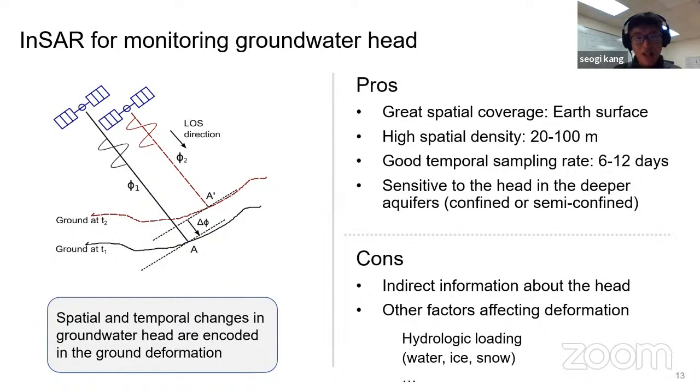But on the other hand, every methodology has limitations. So it is critical to understand the limitations of the technique. InSAR provides indirect information about the head. What we're measuring is the surface deformation, but not the changes in groundwater head. And there are also other factors that can generate deformation, like hydrologic loading. There could be tectonic activities that can contribute to the deformation. So when interpreting the InSAR data, it's important to separate different signals: this signal is related to the head, but this signal is not necessarily related to the head. That's the important part as well.